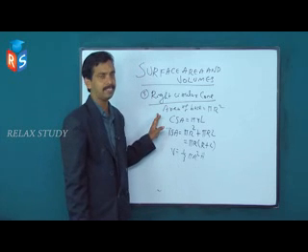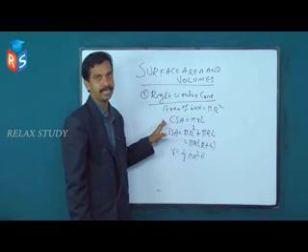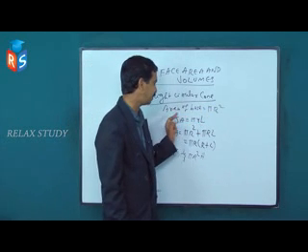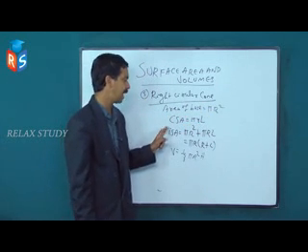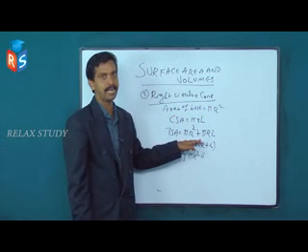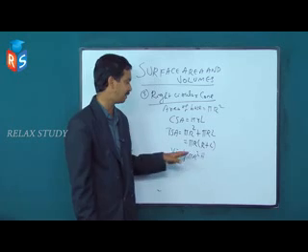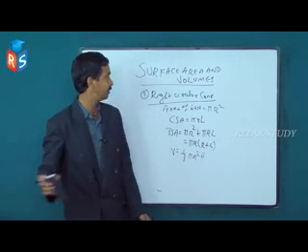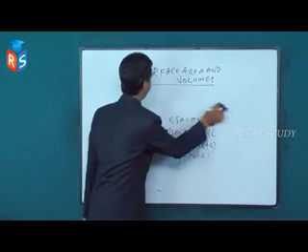So area of base is pi r square. CSA, curved surface area, is pi r l. l is the slant height, r is the radius. TSA is either pi r square plus pi r l or pi r into (r plus l). Then finally volume equals 1 by 3 pi r square h. This is the case about right circular cone.